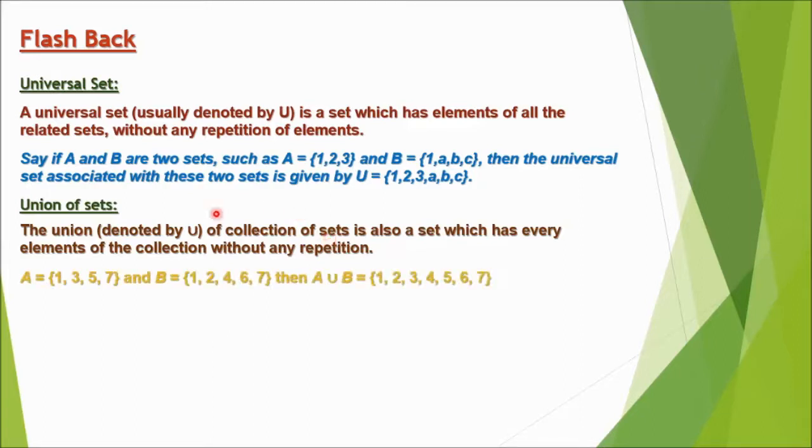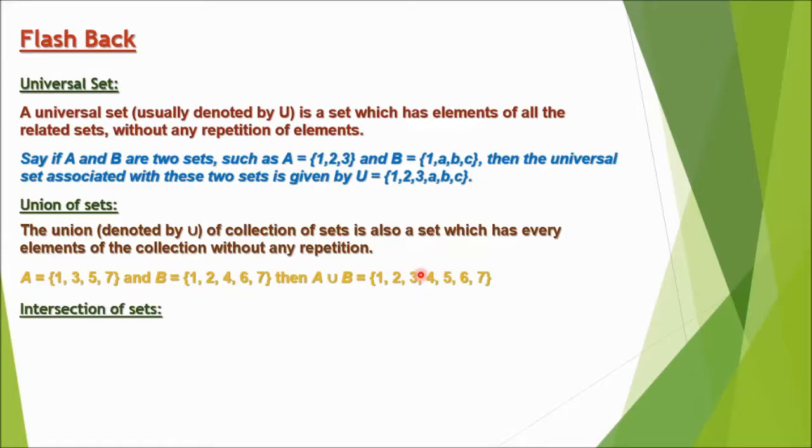You can see the set A is given as 1 3 5 7 and B is given as 1 2 4 6 7, and here each and every element is considered. You can say A union B is also a set. Each and every element is considered, but the elements are not repeated. So elements won't be repeated in sets. You cannot repeat one element multiple times.